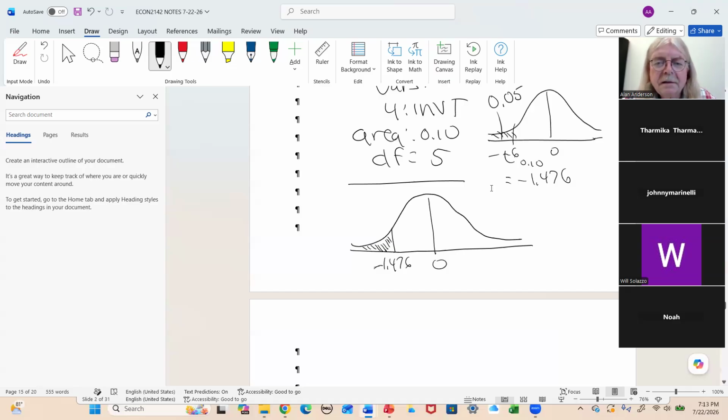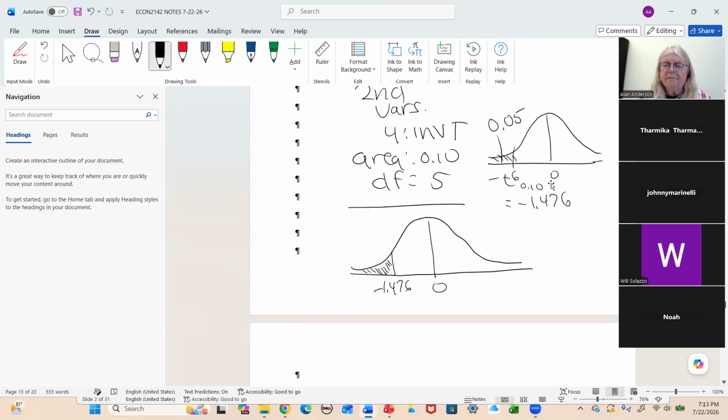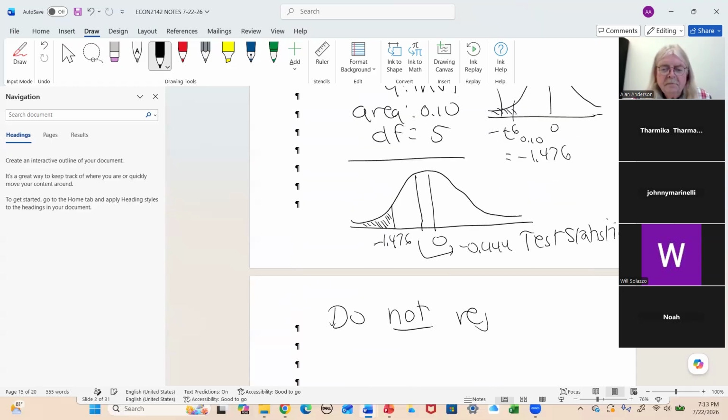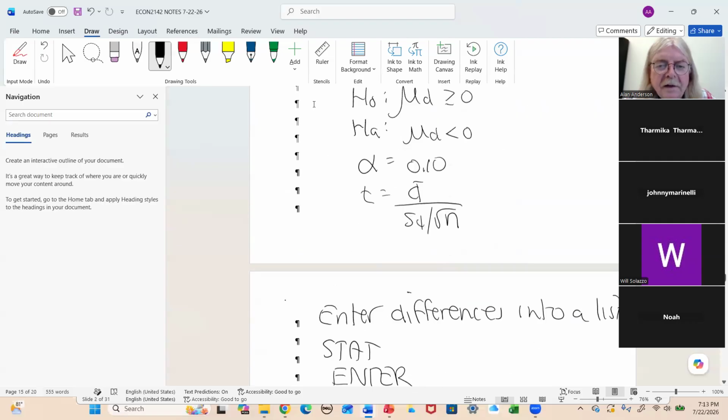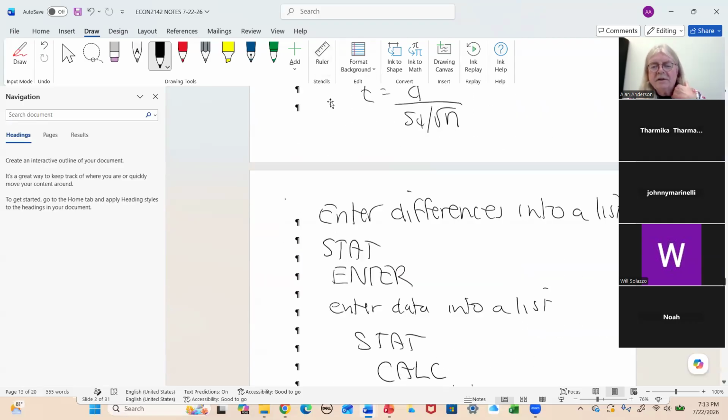The statistic is only negative 0.444. So, of course, that means we do not reject the null, which is... forgot already. Here it is. That mu d is greater than or equal to 0.